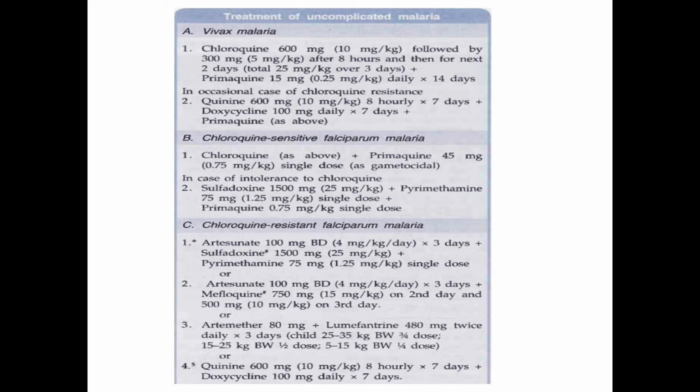So, in such cases, chloroquine resistant falciparum malaria can be managed with artesunate in a dose of 100 mg 2 times daily for 3 days plus sulfadoxine 1500 mg plus pyrimethamine 75 mg single dose, or artesunate 100 mg 2 times daily for 3 days plus mefloquine 750 mg on second day and 500 mg on third day, or artemether 80 mg plus lumefantrine 480 mg twice daily for 3 days, which should be adjusted in children, or quinine 600 mg 8 hourly for 7 days plus doxycycline 100 mg daily for 7 days.